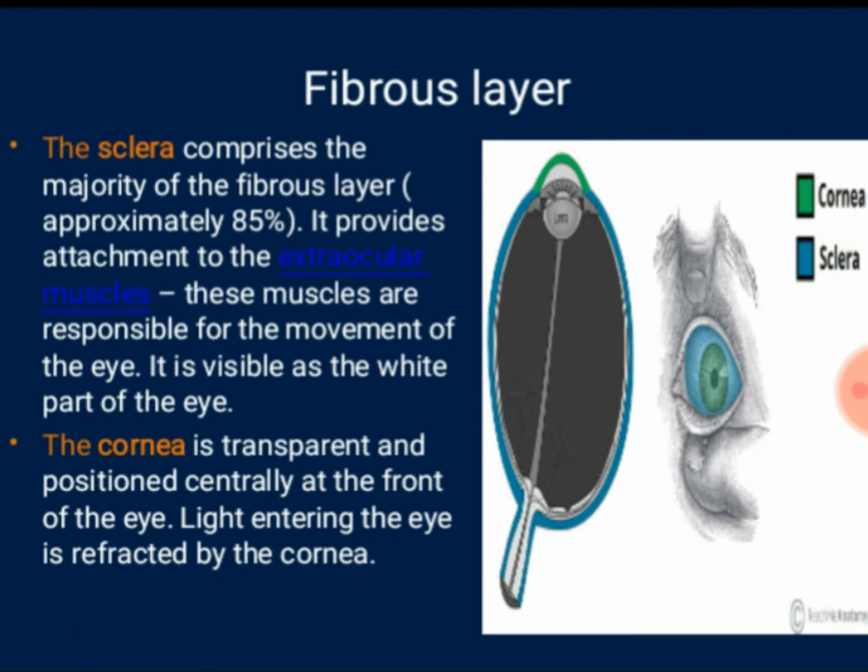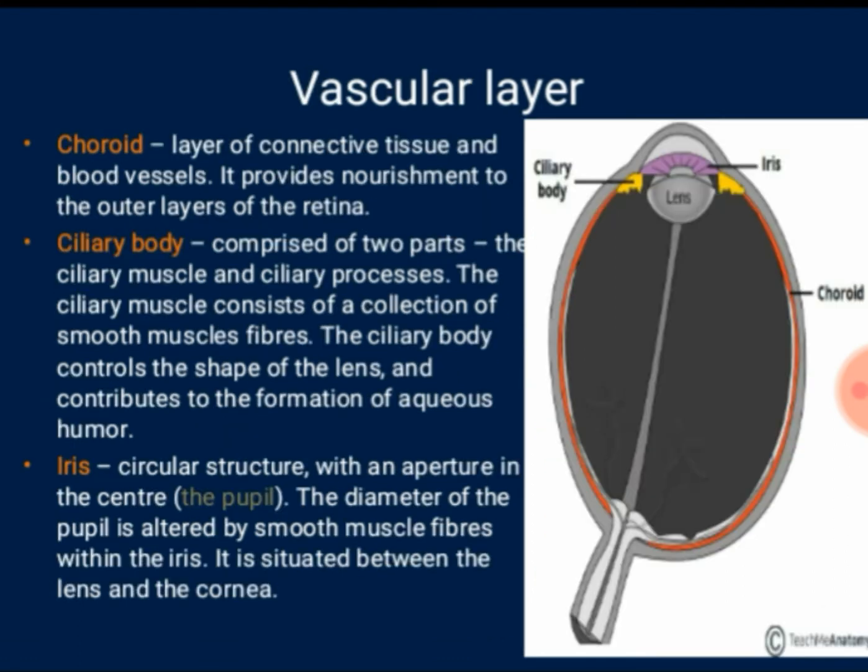Now next is the vascular layer. The vascular layer, as I told you, contains all the blood vessels in the eye. It consists of the choroid. The choroid is the connective tissue layer which provides nourishment to the retina. The ciliary body consists of ciliary muscles as well as ciliary processes. It helps to control the shape of the lens as well as hold the lens in its place. It also helps in the formation of aqueous humor.